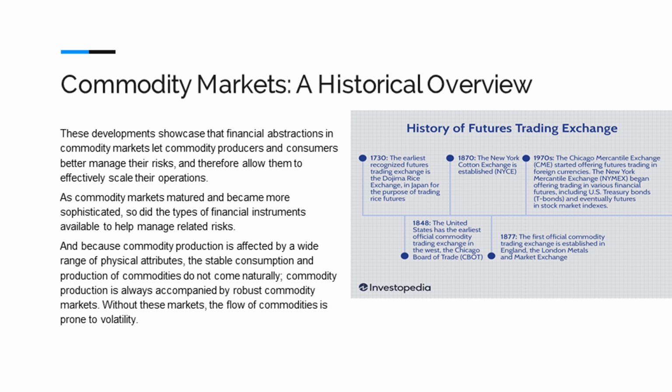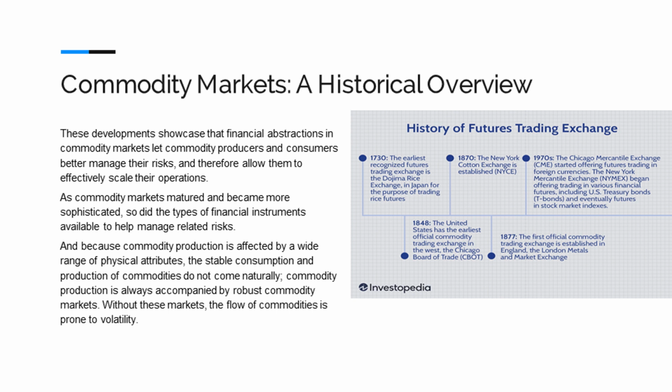These developments showcased that financial abstractions in commodity markets let commodity producers and consumers better manage their risks, and therefore allow them to operate efficiently. As commodity markets matured and became more sophisticated, so did the types of financial instruments available to help manage related risks. Today, they cover almost every commodity from sugar to coffee to gold and energy markets.